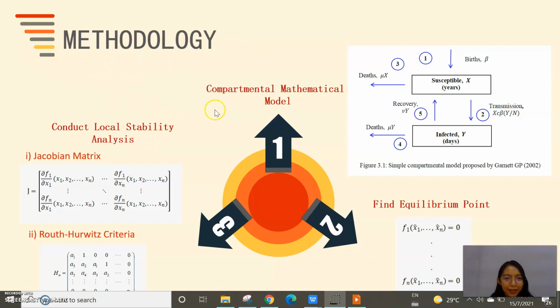And there are three methodologies that I used for my study. The first one is the compartmental mathematical model. The figure shows the simple compartmental model proposed by Garnett. The second one is to find the equilibrium point. To find the equilibrium point, we need to set all the ordinary differential equations in the system equal to 0. And the third one is to conduct local stability analysis by using the Jacobian matrix and Routh-Hurwitz criteria.